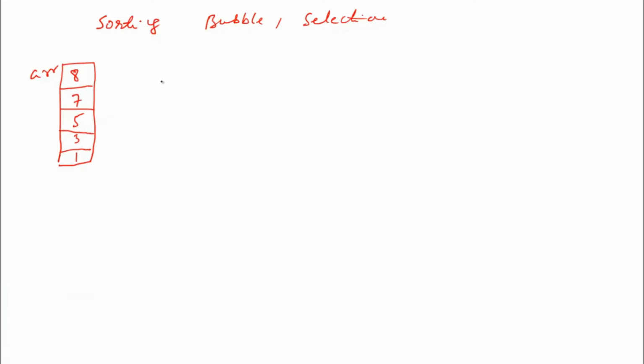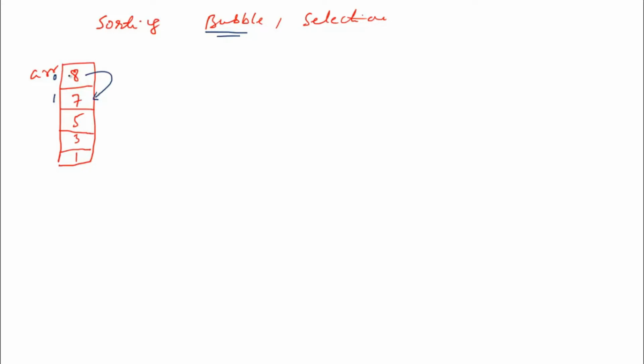So how will I do that? First I will explain bubble sort, and then I will explain selection sort. So first, bubble sort. What will happen? This is the 0th position, this is the 1 position. It will check whether the first position is greater than the second position. If it is, then the values will be swapped.